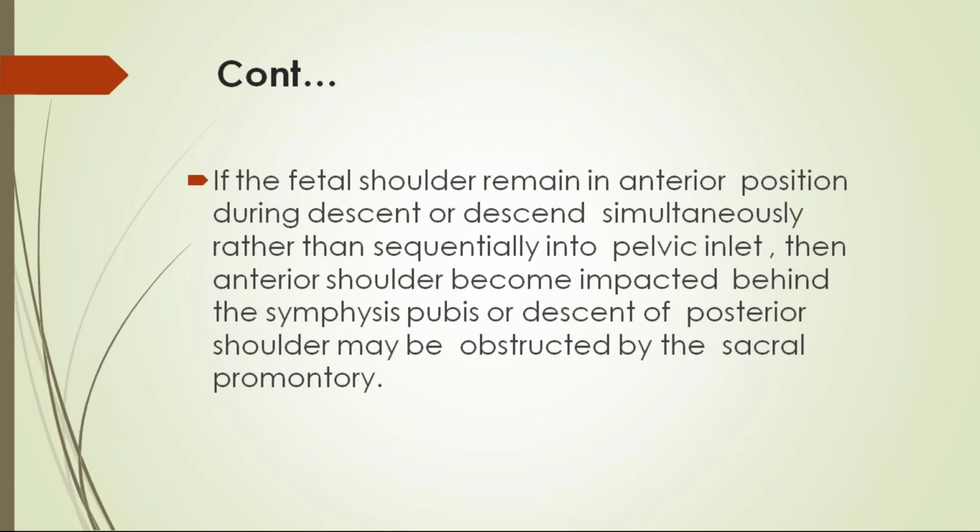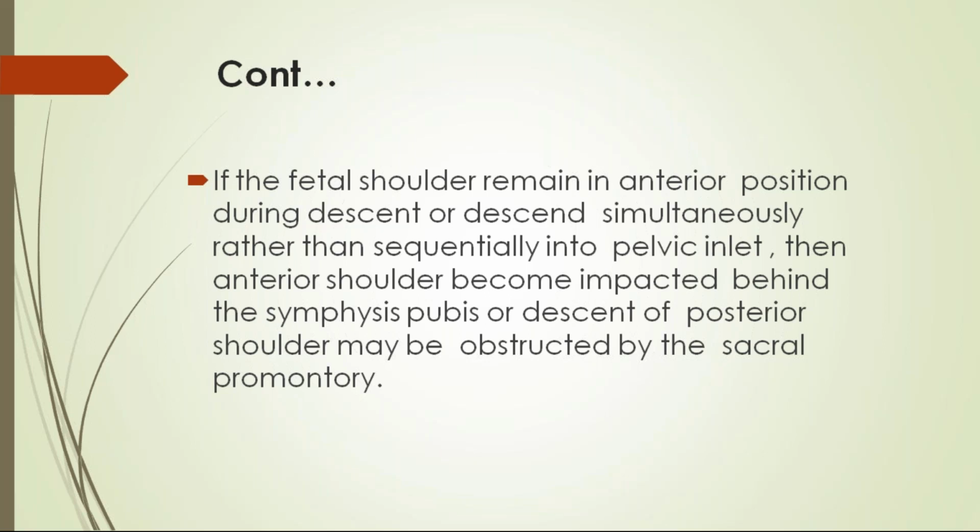While engaging in the oblique diameter of the pelvis, the posterior shoulder will be ahead of the anterior shoulder, so that they will not get impacted. If both shoulders enter the pelvic cavity at a time, the anterior shoulder of the baby will be impacted beneath the pubic symphysis, or the posterior shoulder will be obstructed.